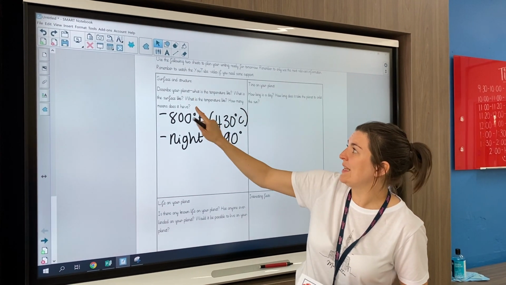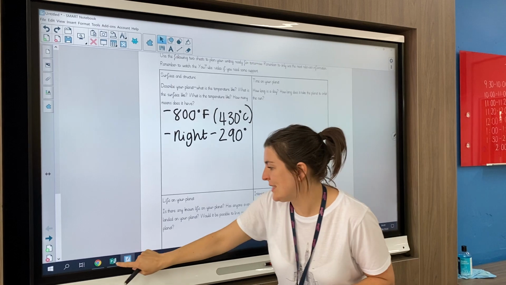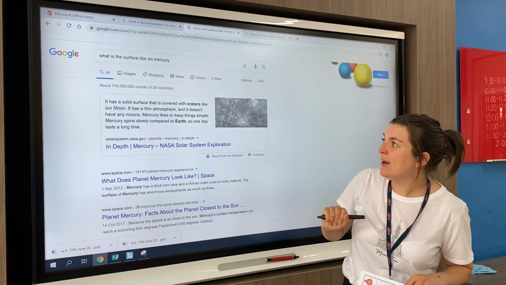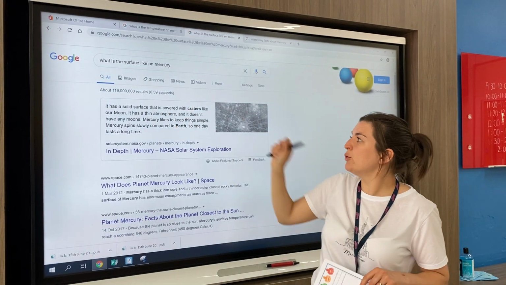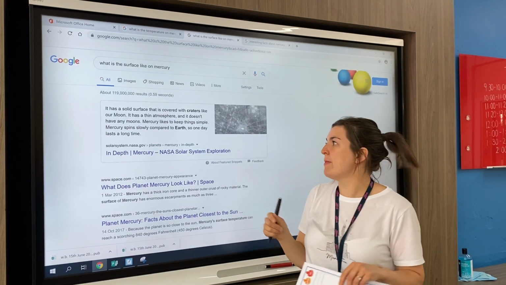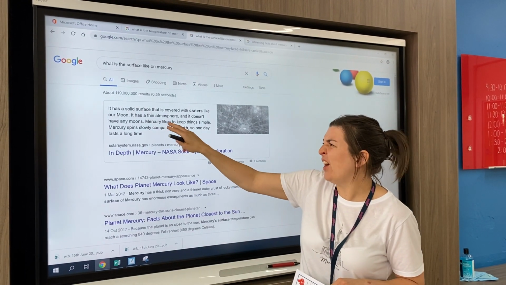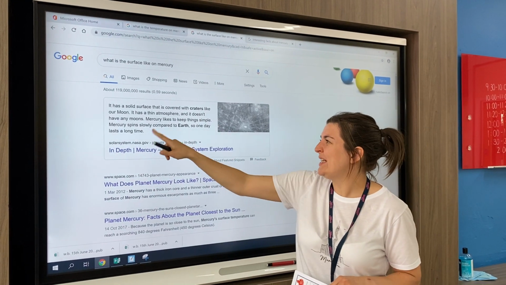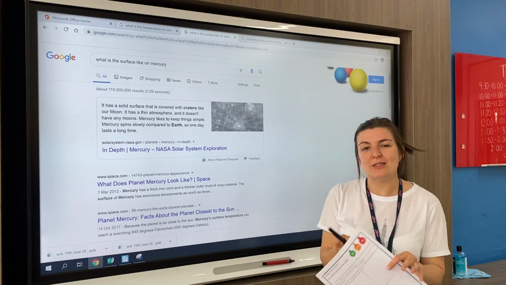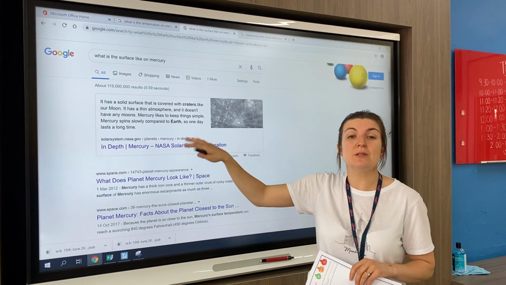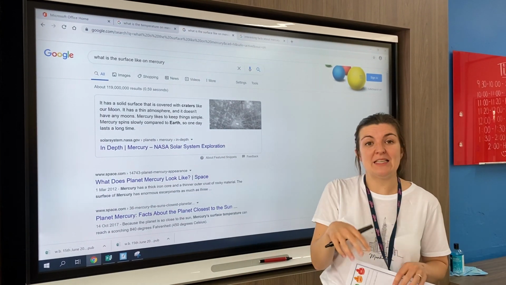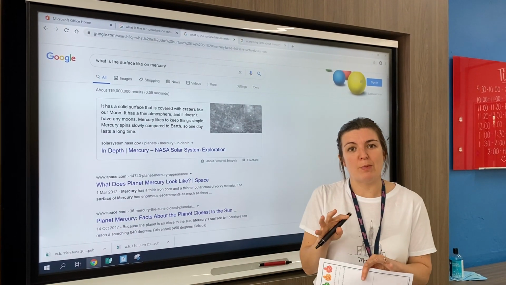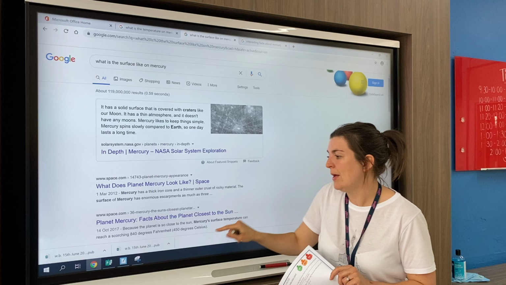Okay, it also asks in this box, what is the surface like? Okay, so I've already typed that question in, and it tells me that it's covered with craters. So I'd perhaps put that information in as well. But here, this bit's not talking about the craters. It says it likes to keep things simple. It spins slowly. Now that's not to do with the surface. So I'm not going to use that there. I might use it a little bit later as an interesting fact, but I'm not going to use it underneath my surface box because that's not what it's about.